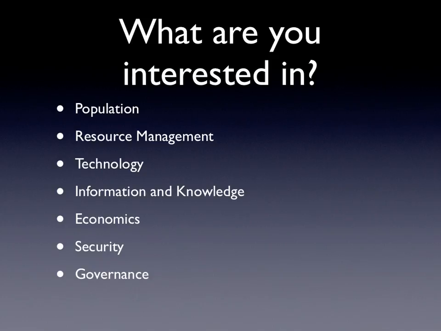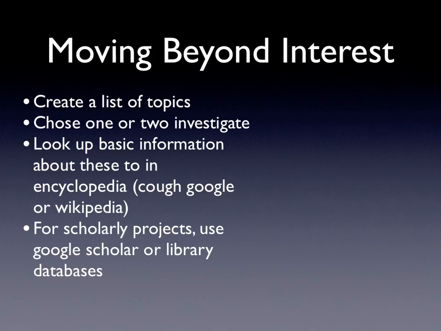Now, in order to take what you're interested in and start moving it into more of a topic, something you can actually research, you need to start doing a few things. The best thing to do first is to take your interest and create a list of, let's say, 5 or 6 topics. So you may want to do this before you come to class, just to think about things. Once you've created that list, you need to pick 1 or 2 topics to really investigate.